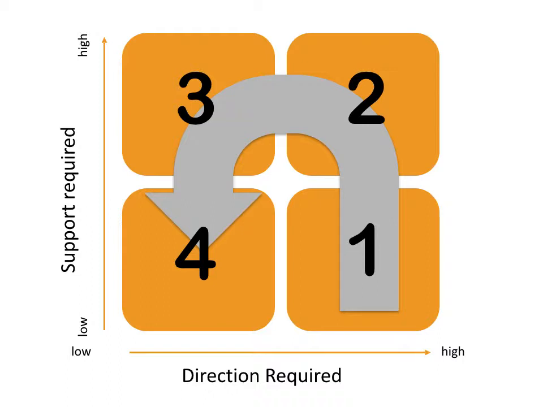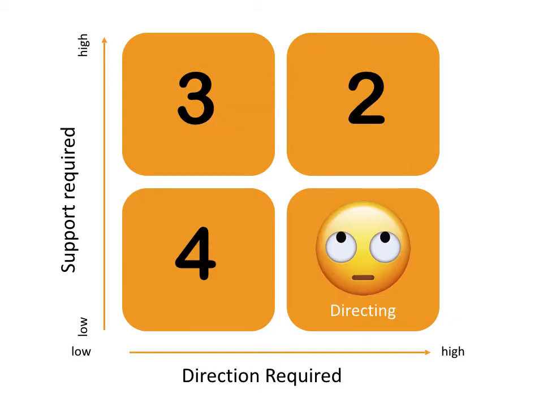The vertical axis refers to the amount of support given, and the horizontal axis refers to the amount of direction given by the leader. So to sum it up, this flexible leadership model is based on the different amounts or degrees of support and direction you as the leader need to provide to get the best out of each member in your team. So let's take a look at each of these blocks.